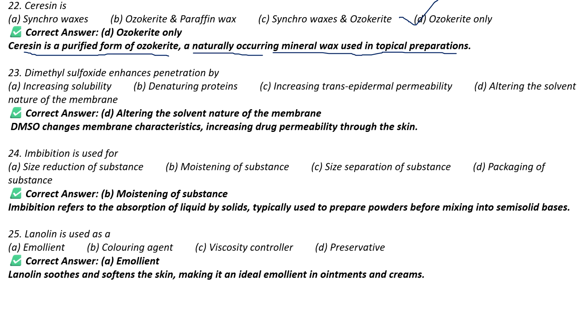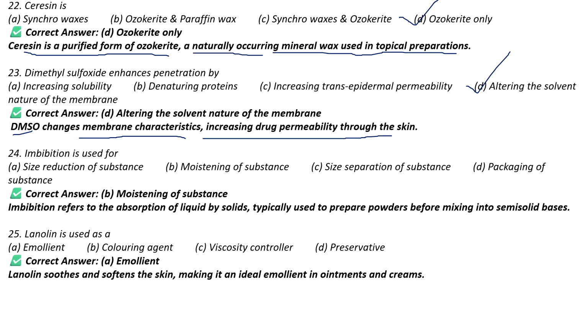Dimethyl sulfoxide enhances the penetration by, we have to tell by which method dimethyl sulfoxide enhances penetration. Options given are increase solubility, denaturing proteins, increasing transepidermal permeability, or altering the solvent nature of the membrane. So dimethyl sulfoxide, also known as DMSO, changes the membrane characteristics, increasing the drug permeability through the skin. So we can say dimethyl sulfoxide enhances the penetration by altering the solvent nature of the membrane. That is option D is the correct answer for this question. Moving on to the next question.